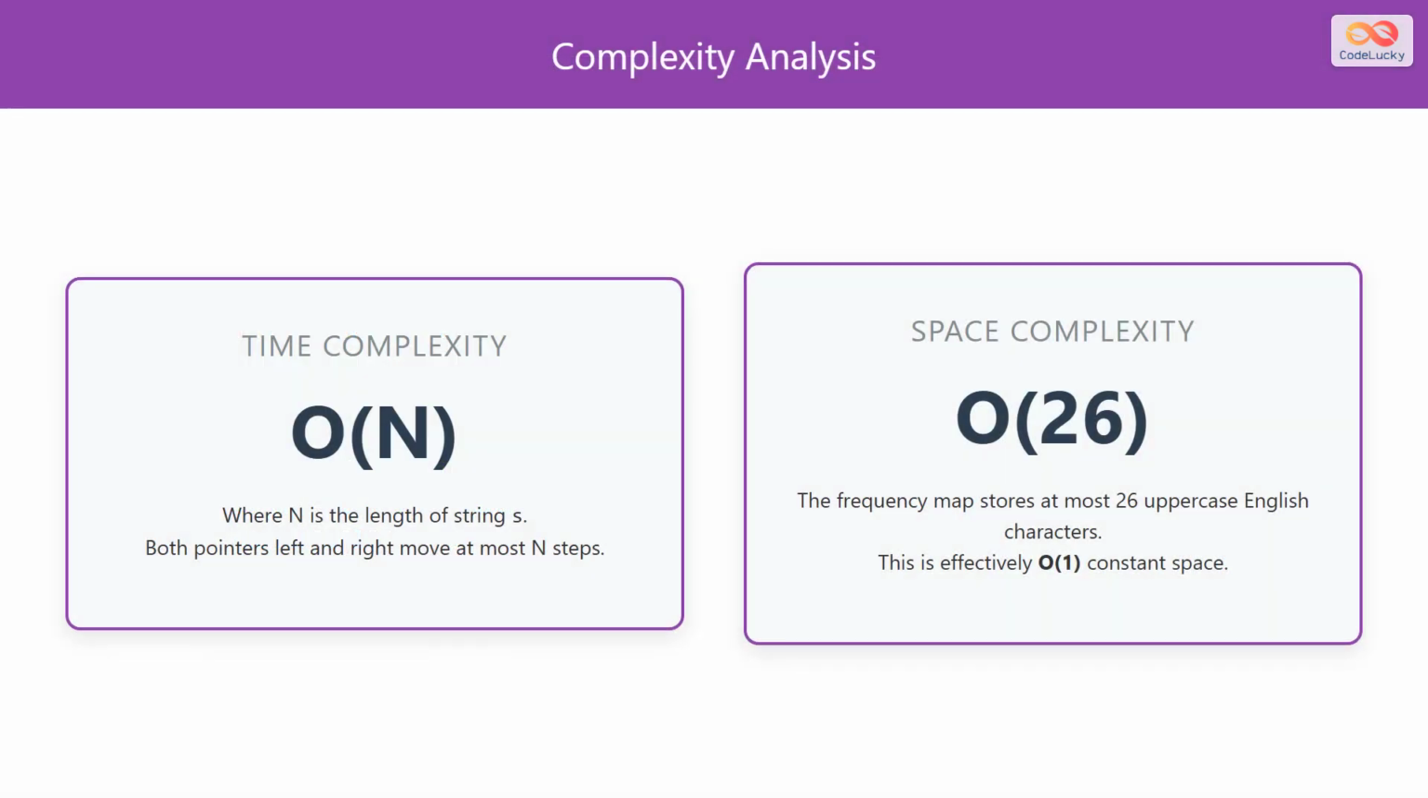The time complexity of this solution is big O of n, where n is the length of the string. This is because both our left and right pointers only move forward and never look back, visiting each character at most twice. The space complexity is big O of 26, because our frequency map will store at most 26 unique English characters, which simplifies to O of 1 constant space.